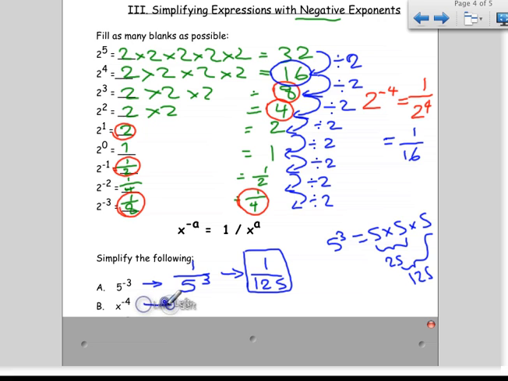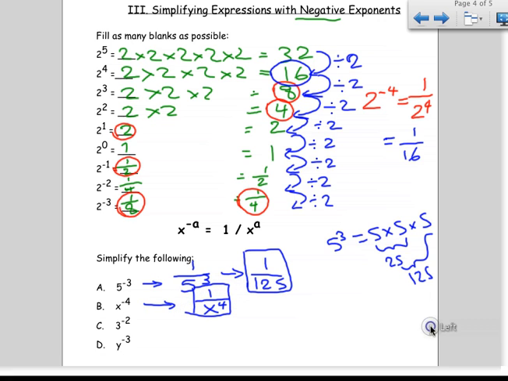Next is an example with a variable: if I have x to the negative 4th, that's really the same thing as 1 over x to the 4th. And since I can't multiply x times x times x times x in any other way, I know the answer is just that, 1 over x to the 4th. I'd like you to try now these two expressions, simplifying them using what we just learned about negative exponents. You have 3 to the negative second and y to the negative third. Press stop here, press play when you're ready to check your answers.